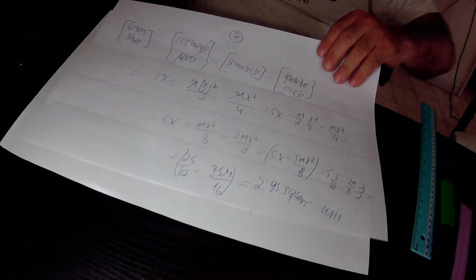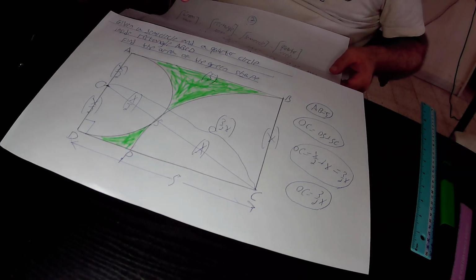In terms of numbers, the area of this green shape equals 2.95 square units.